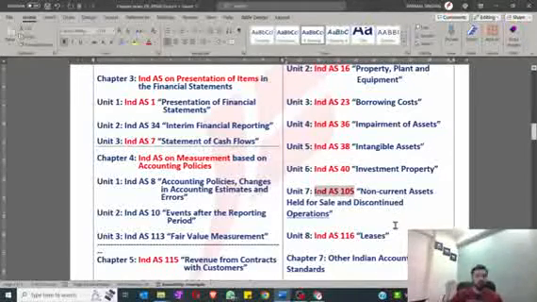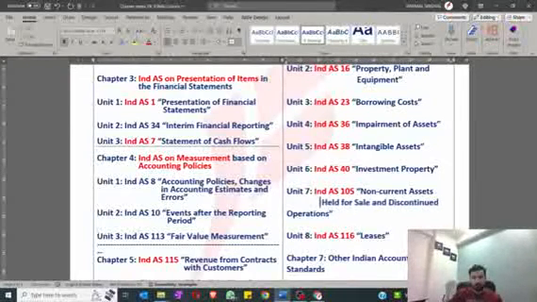Then the next one is Ind-AS 105. Ind-AS 105 covers non-current assets held for sale and discontinued operations. So this Ind-AS covers two topics. First is non-current assets held for sale, and second is discontinued operations.